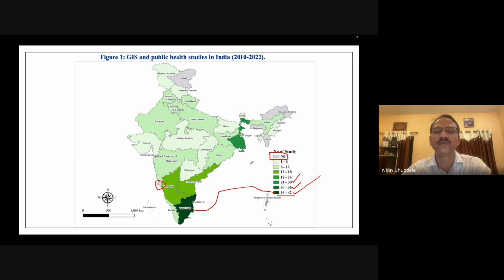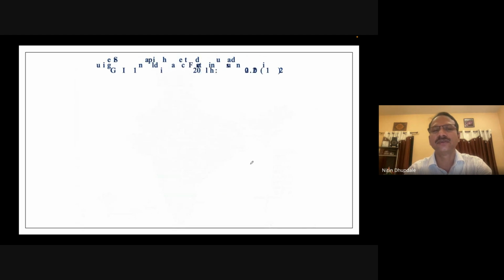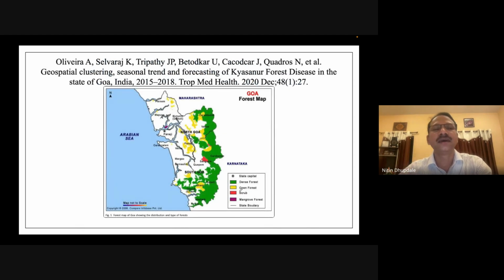So there is a lot of scope for doing studies in GIS in public health. So that's why we need to create awareness of this specialty, and we have to build the capacity of the PGs in doing this kind of studies. So this is one of the study which is done by some of our group. Dr. Tripathi is in our group now, and he's going to help us. And Dr. Kapurkar is my boss, and Dr. Kodros was my student. And Dr. Oliveira also was our student.